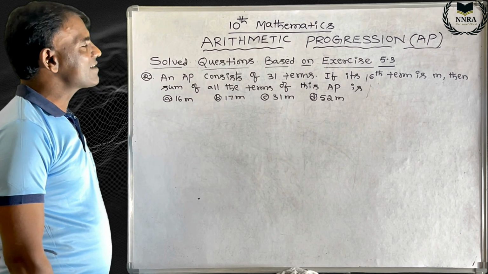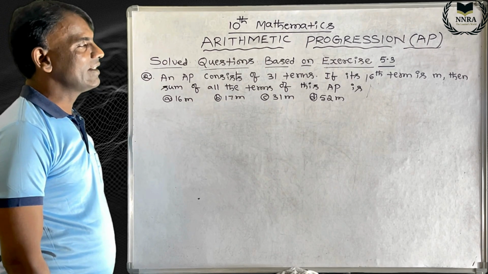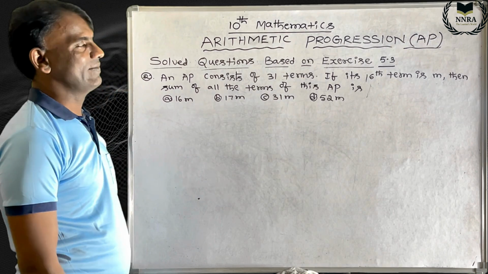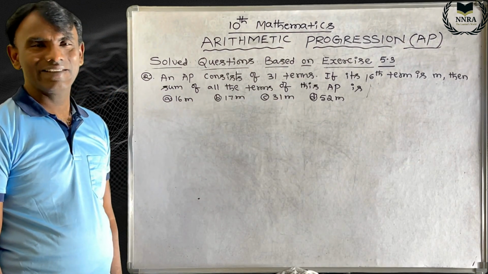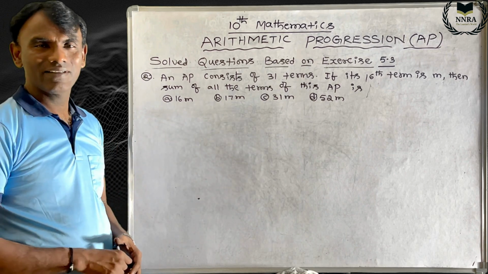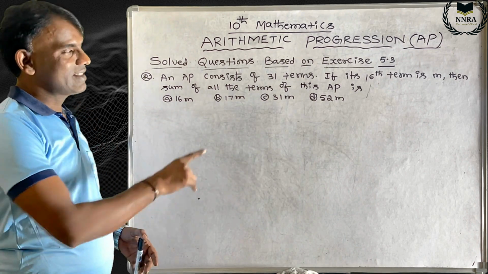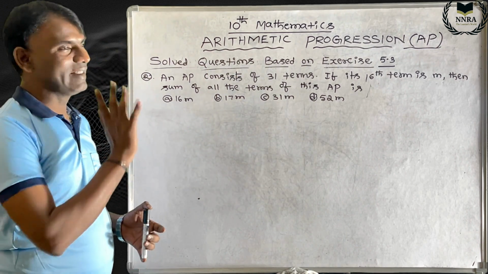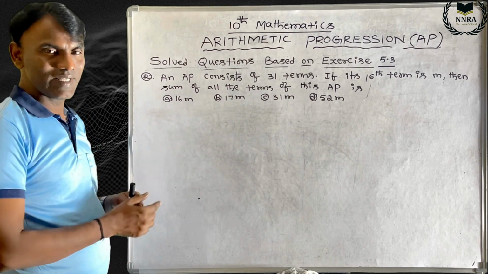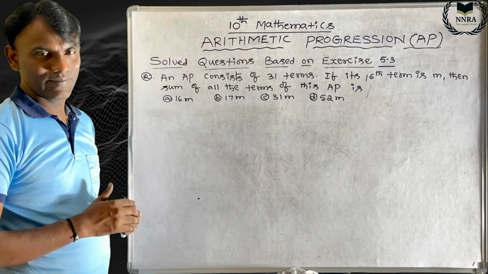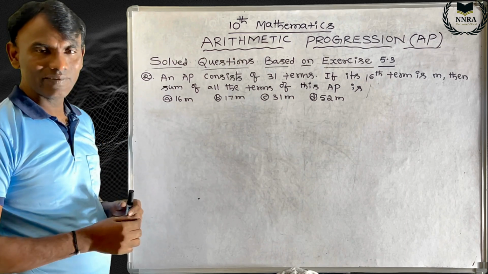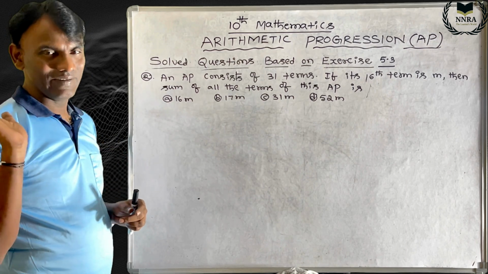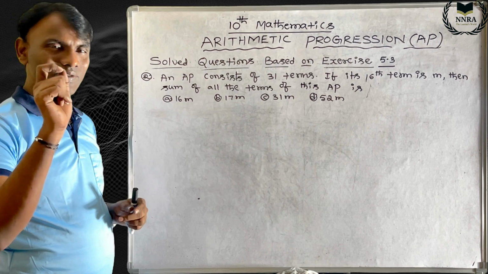An AP consists of 31 terms. If its 16th term is m, then the sum of all the terms of this AP is dash. So 4 options are given. The 16th term is given, that is small m. How many terms are there? Total number of terms are 31. So we just find the sum of all those 31 terms. That is S31. But how to find S31?